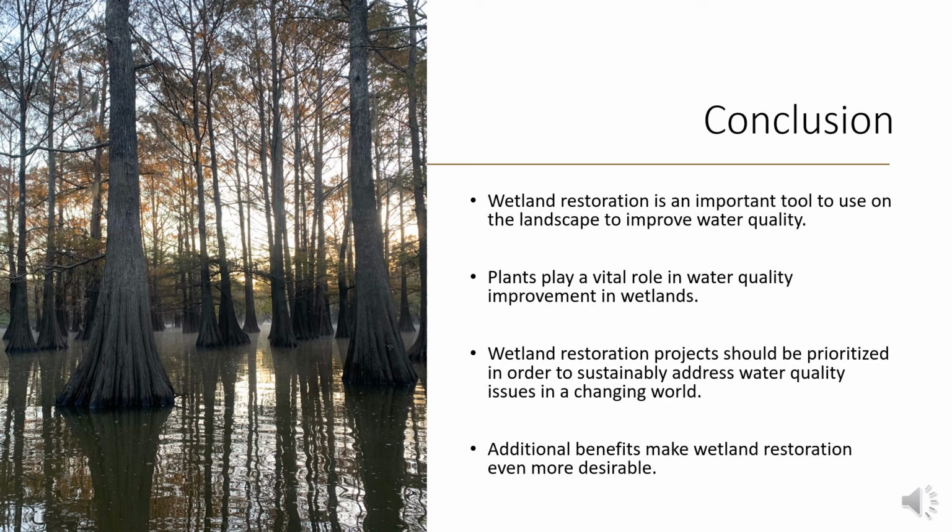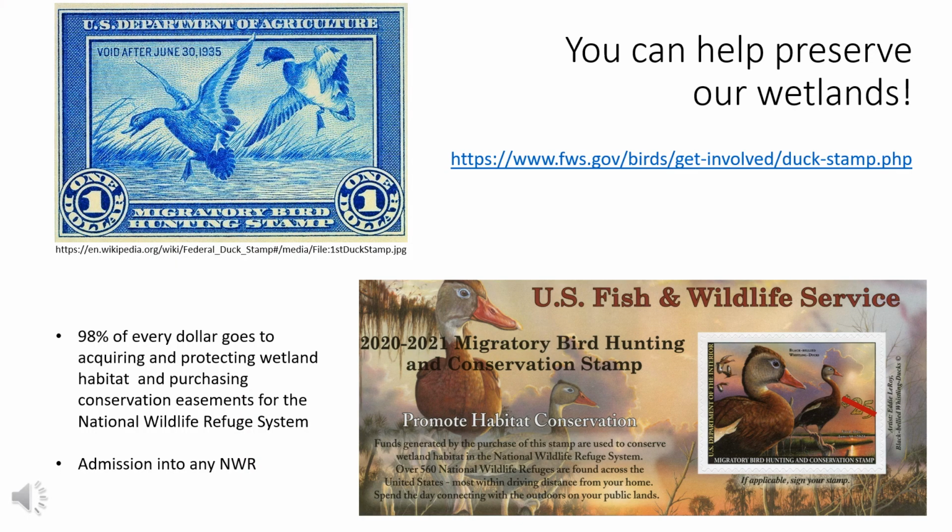And one last thing that I want to mention is you don't have to be a professional out in the field constructing restoration wetlands in order to help. One way that everyone can help preserve wetlands if they want to is to buy a duck stamp. The U.S. Fish and Wildlife Service sells the duck stamp to help fund the acquisition and protection of wetland habitats and to purchase conservation easements for the National Wildlife Refuge System. The stamp is required to hunt migratory birds in the United States, but it also acts as an entrance pass to any national wildlife refuge in the country. So if you get a duck stamp, you can go into any refuge without having to pay your daily entrance fee.